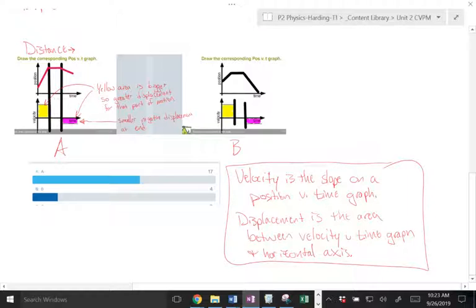Question. No. Okay, well, that's it out. Okay, we'll get to average speed, average velocity. I'm not quizzing on that this week.